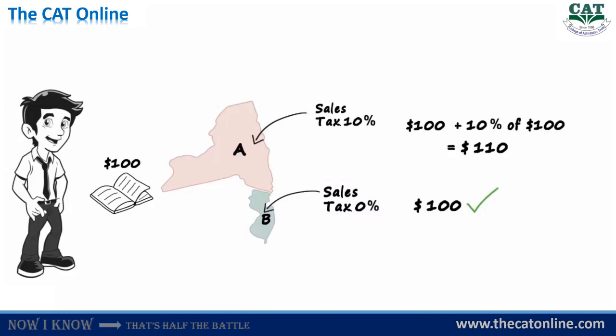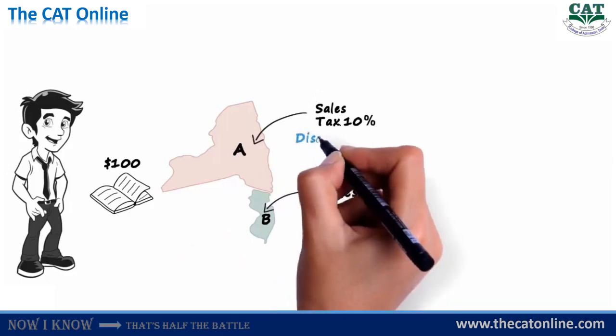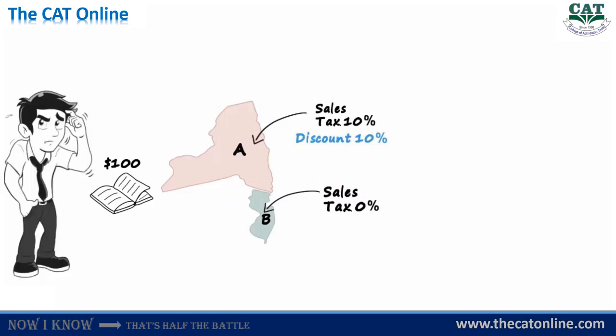Because he's short of cash, Zen decides to buy the book a week later. So a week later, Zen was about to buy the book from state B when he realizes that the same book now has a discounted price of 10% in state A. Now he is puzzled. He's not sure where he should buy the book from. What do you think? Should he buy from state A or state B? Or does it not matter because they will be the same?